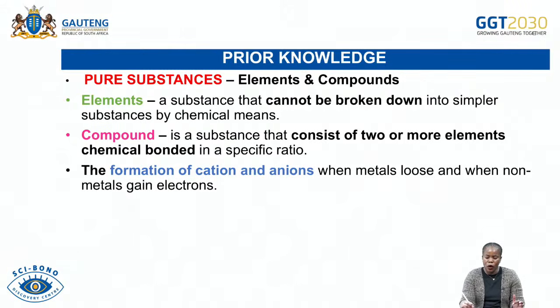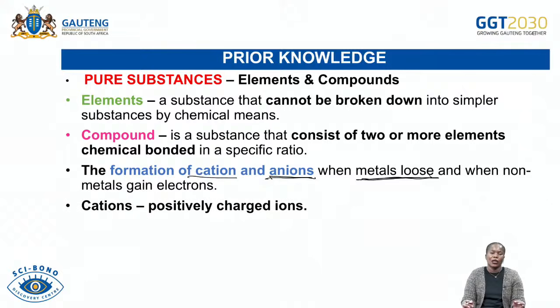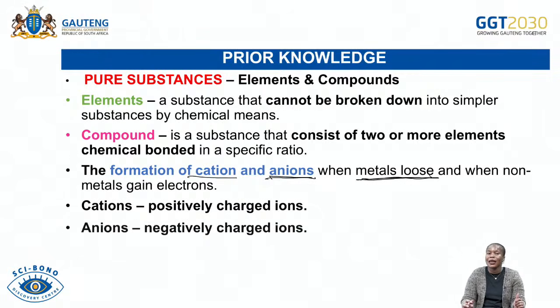So, we've got the two. The first one is your cation, a positively charged ion, and then you've got your anion, which are negatively charged ions. With our cations, how they are formed is when the metals lose the what? The loose valence electrons. And then how we form the anions is when the nonmetals gain electrons. So we went further to define what a cation is. It is a positively charged ion. What is an anion? It is a negatively charged ion.